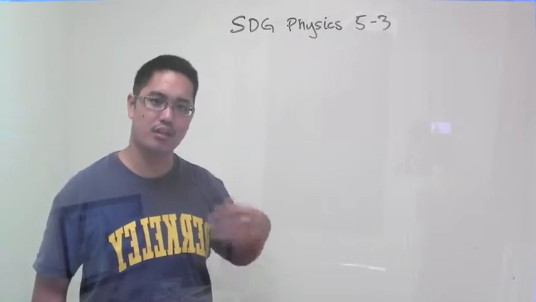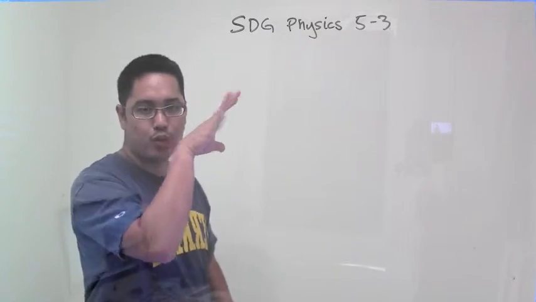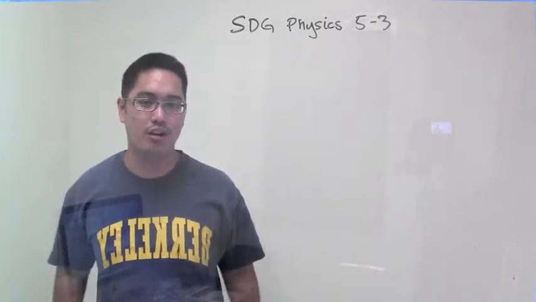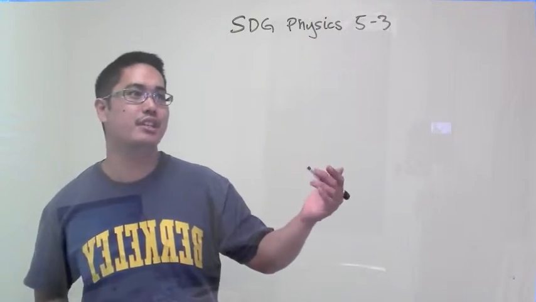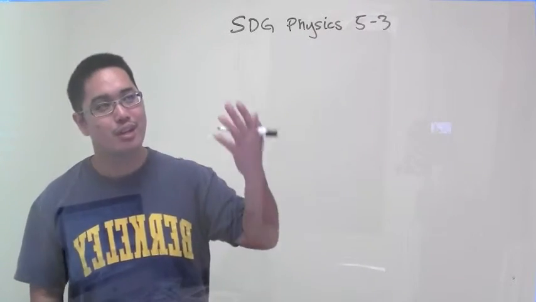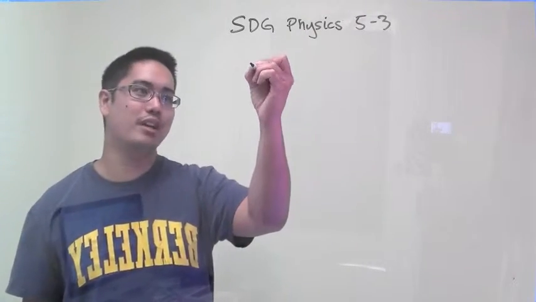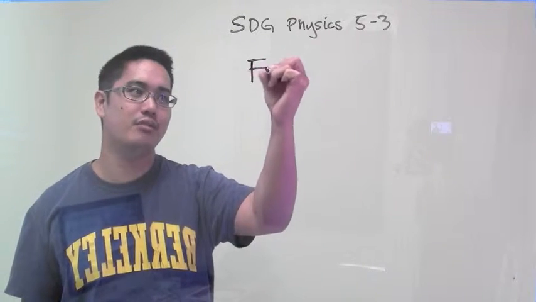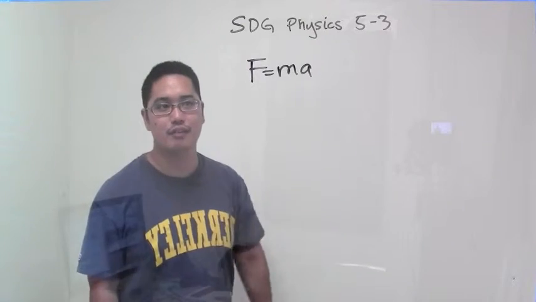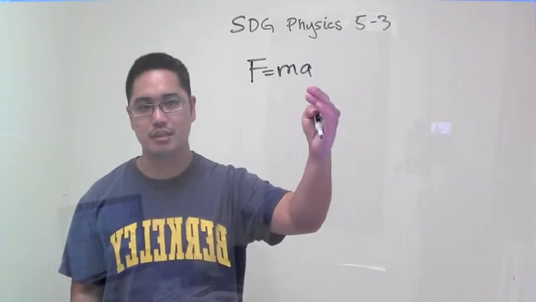Alright, anyway, last quarter we spent our lives on 4 equations, and that pretty much was it. We also learned a little bit of trigonometry. With this chapter, we're going to learn this one equation. It's going to be F equals ma. That literally is it. Force is equal to mass times acceleration.